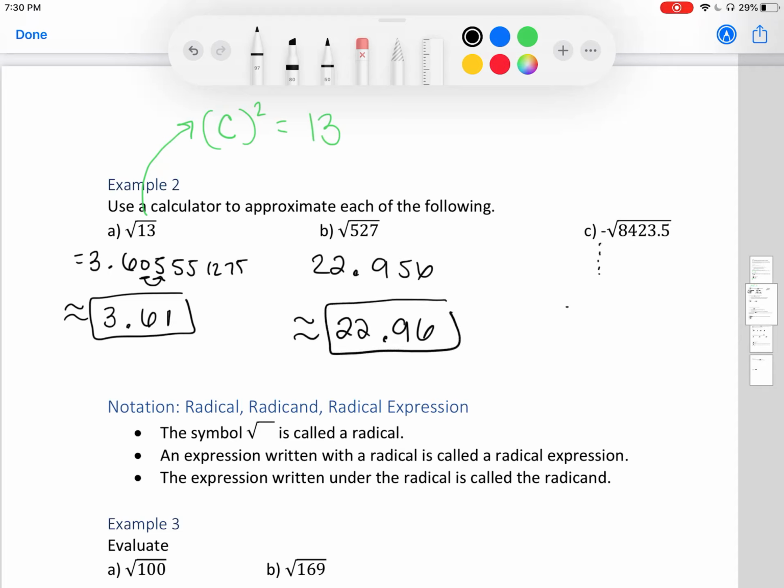If we have a negative, we just leave the negative on the outside. And the square root of 8423.796. So if we round, it would be 91.7, using your calculator.